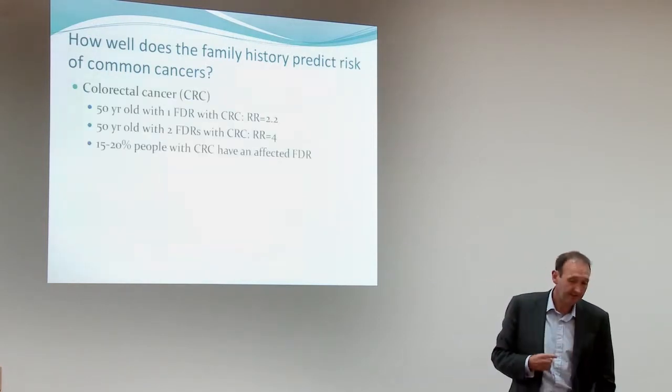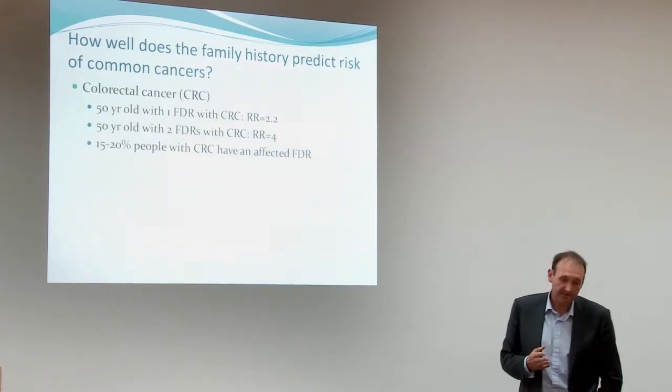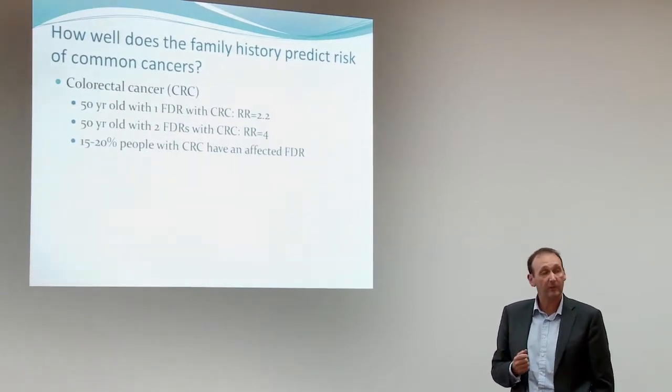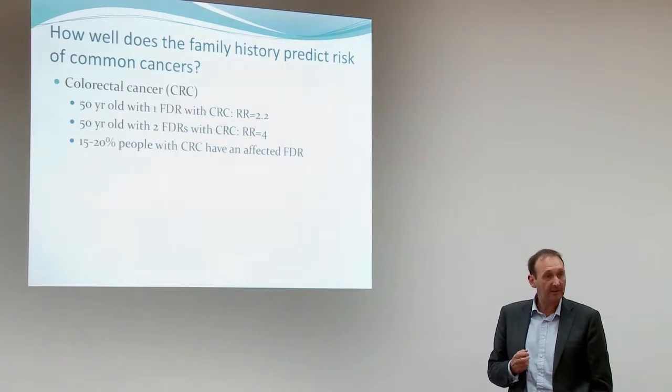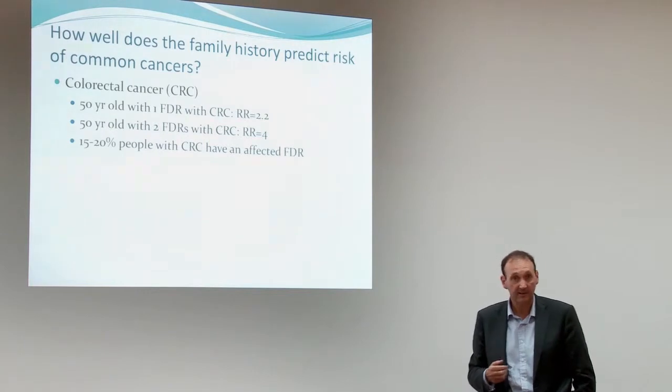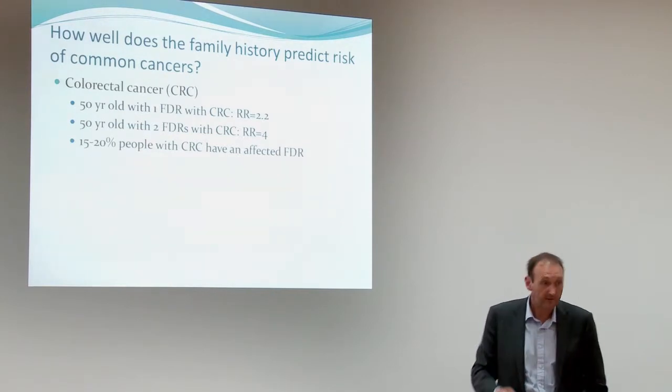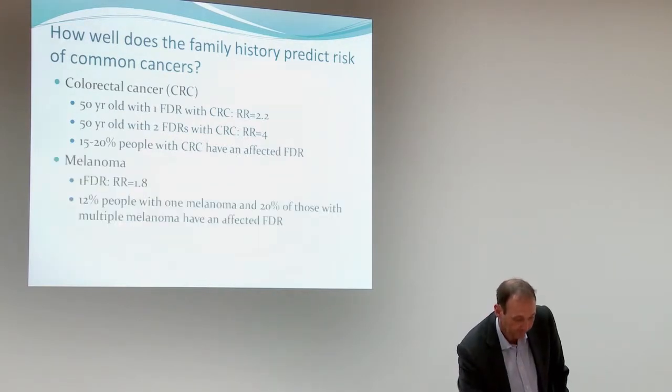For colorectal cancer, again, age of onset and multiple relatives are important. So if you're a 50-year-old and you have 1 first-degree relative, then that more than doubles your risk. Then if you actually have 2 first-degree relatives, then again a 4-fold increase of risk. And up to 20% of people with colorectal cancer will have an affected first-degree relative.